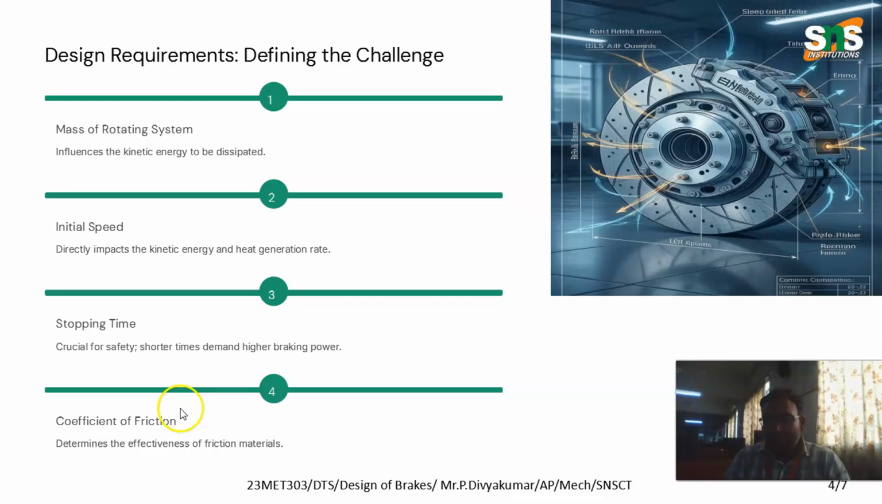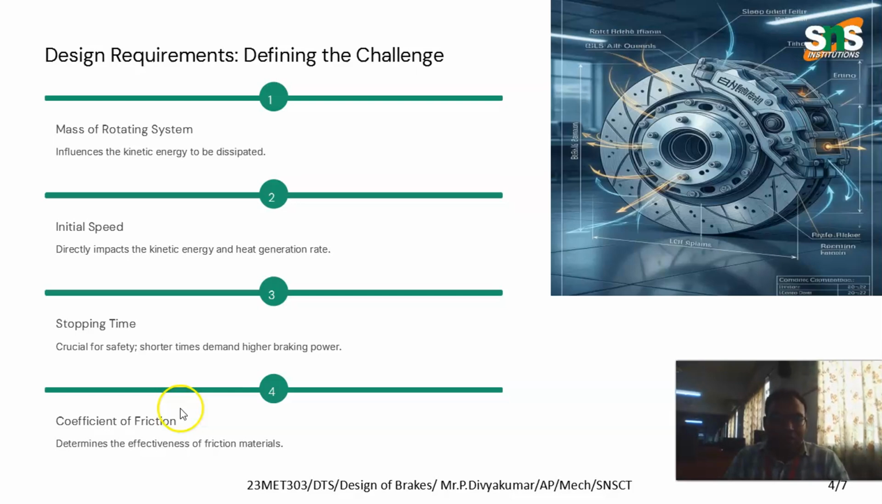Next, we are going to discuss the braking force analysis. The formula for the tangential braking force is Ft, which is equal to mu into Rn, where Ft is the tangential braking force and Rn is the normal reaction. And then the formula for the braking torque is Tb, which is equal to Ft into R.